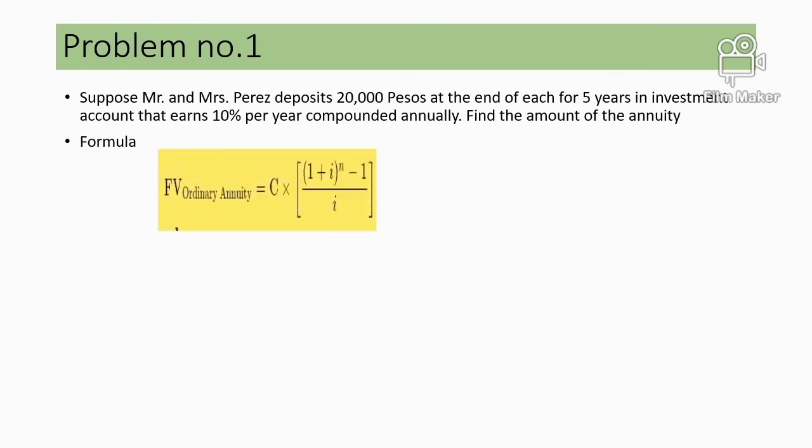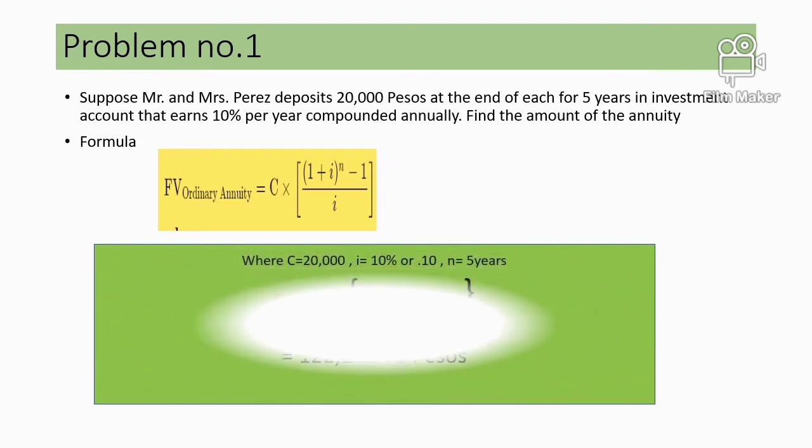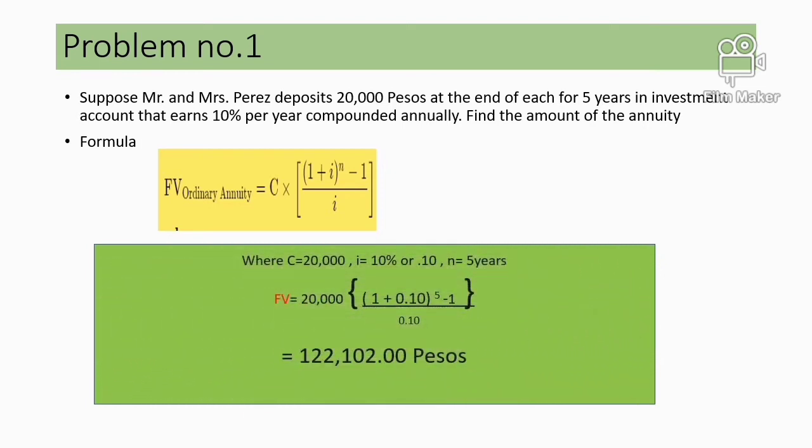Formula: future value of an ordinary annuity is equal to C times (1 plus i) raised to n, minus 1, divided by i, where C stands for the payment per period, an amount of 20,000, i is 10% or 0.10, and n is 5 years. Future value equals 20,000 times (1 plus 0.10) raised to 5, minus 1, divided by 0.10. And the answer is 122,102 pesos in 5 years.